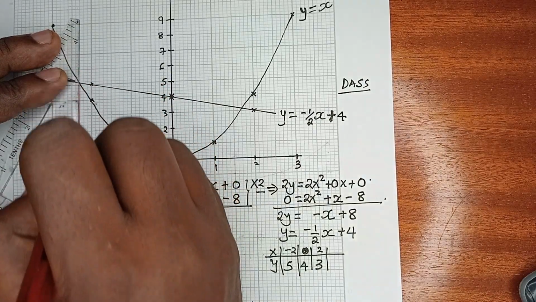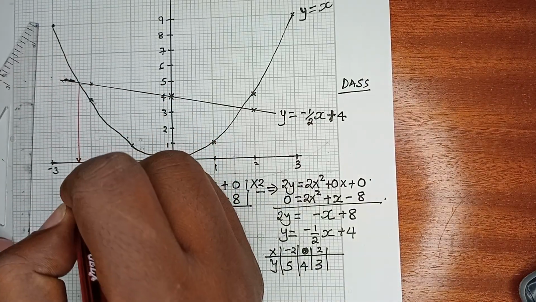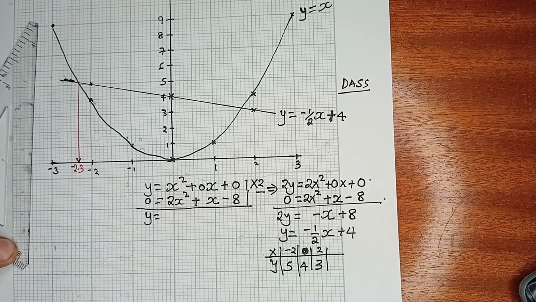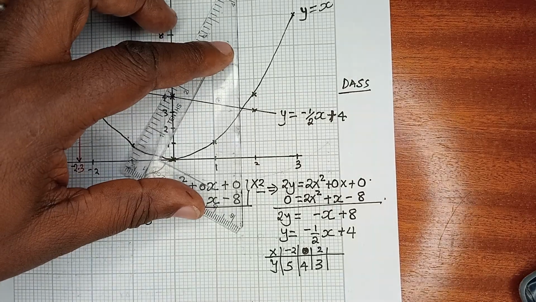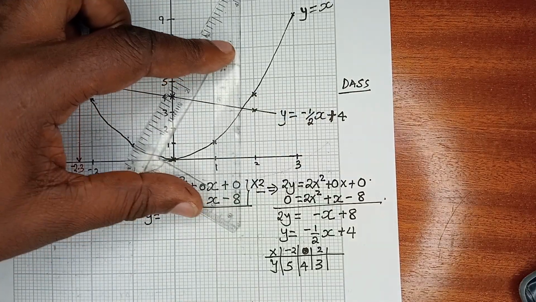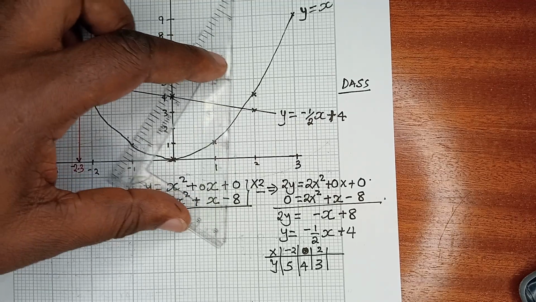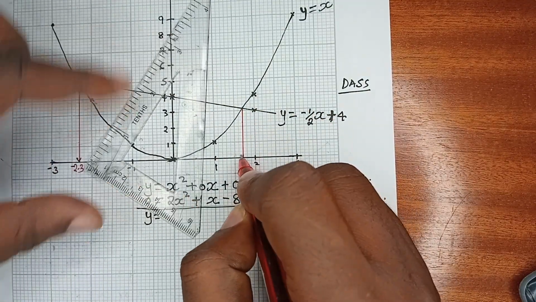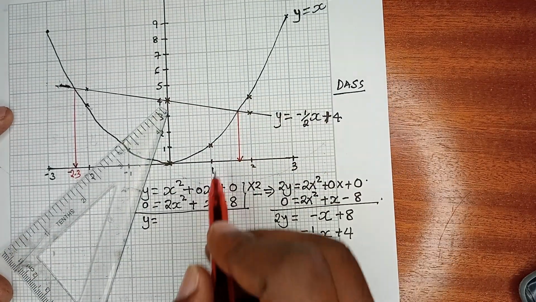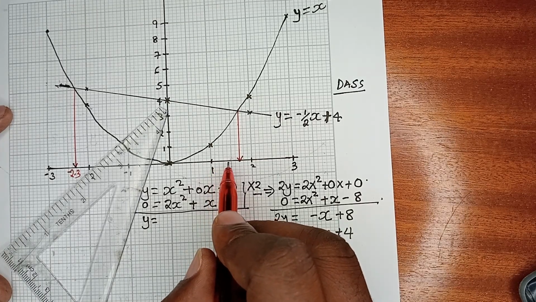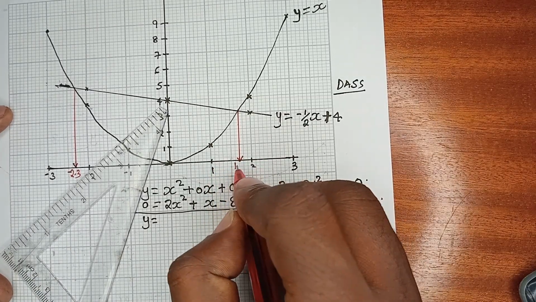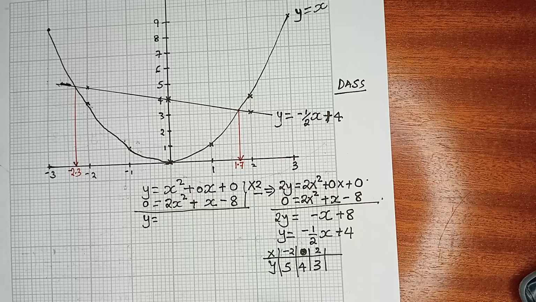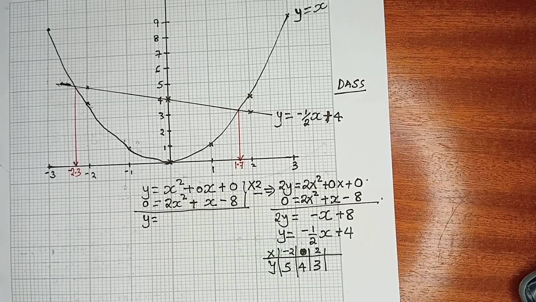We have to highlight this point of intersection. Let us just use another color here. That is negative 2.3, and we can have another point of intersection here, which is around there, and this is 1.7. If you draw accurately, then those are the values that you are expected to find.